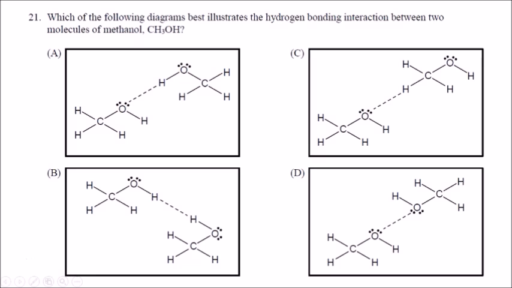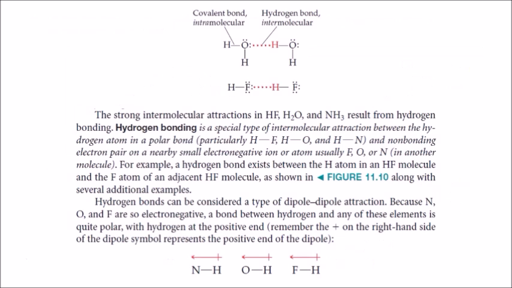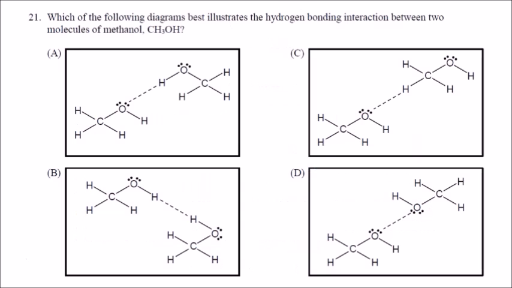Number 21. We have 4 particle diagrams. Which of the following best illustrates the hydrogen bonding interaction between two molecules of methanol, CH3OH? So remember that hydrogen bonding is an intermolecular attraction between two molecules, and in order for a molecule to have hydrogen bonding, there must be a hydrogen atom directly attached to either a fluorine, oxygen, or nitrogen. So we definitely have a hydrogen directly attached to an oxygen on the molecule methanol.